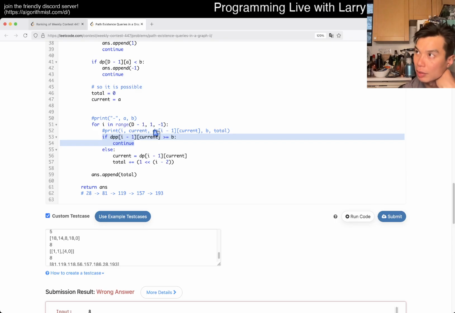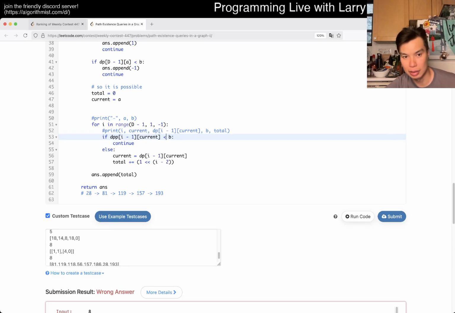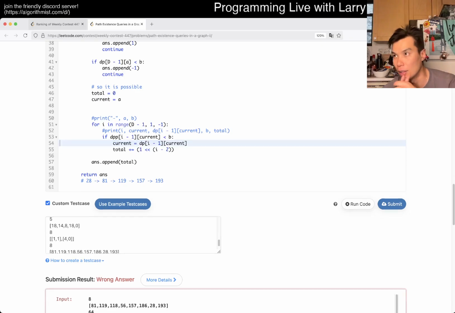Okay, wait, what does it mean to be on the right side? Maybe I'm just doing it in a dumb way. If it's on the right side... No, oh yeah, that's why. Because we want to ask whether this is this, right? So if this is B, that means that on the left side, the biggest on the left side is not possible. So we have to go to the right side. And this is now going to the right side by updating the current and then adding the number of moves, which is, I think, a little bit off.